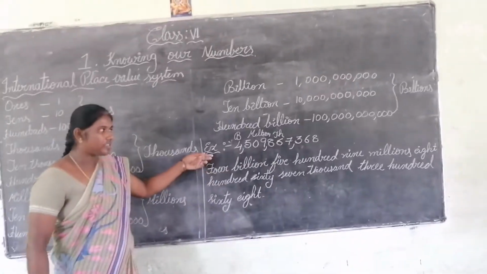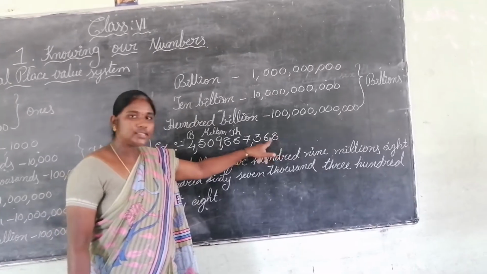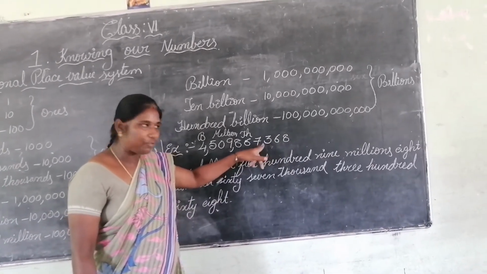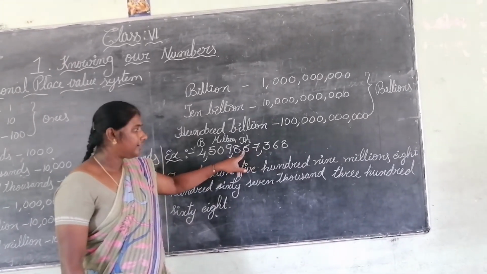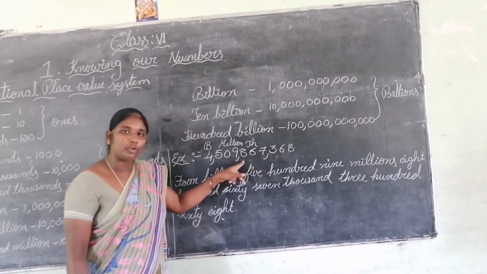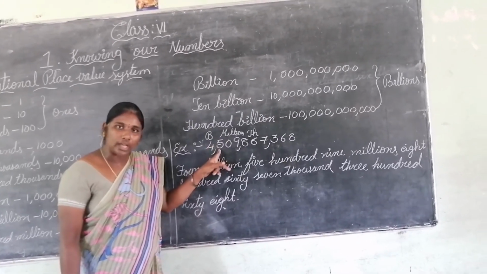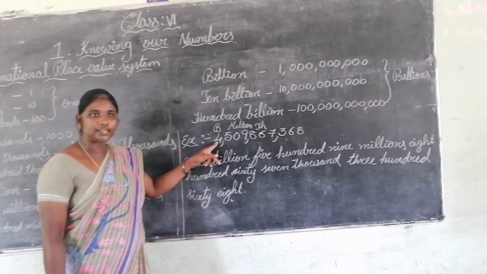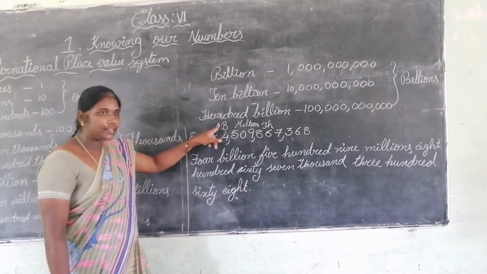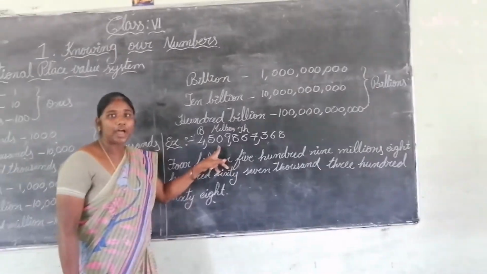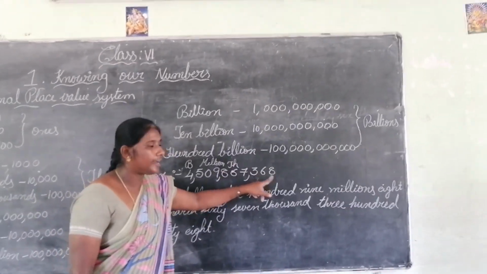I am explaining again. See the example one more time. The given number, first we have to split according to its place values. Ones, tens, 100. We put the comma before the hundreds place. Next, 1,000, 10,000, 100,000. We put the comma before the 100,000 place. Million, 10 million, 100 million. We put the comma before the 100 million place. Next, billion. Only one digit is there, so we don't put a comma before that. Now 4 billion. We have to read this whole number at a time: 509,867,368.